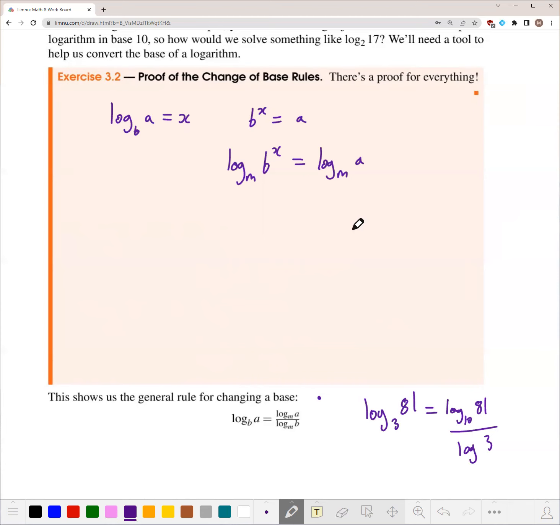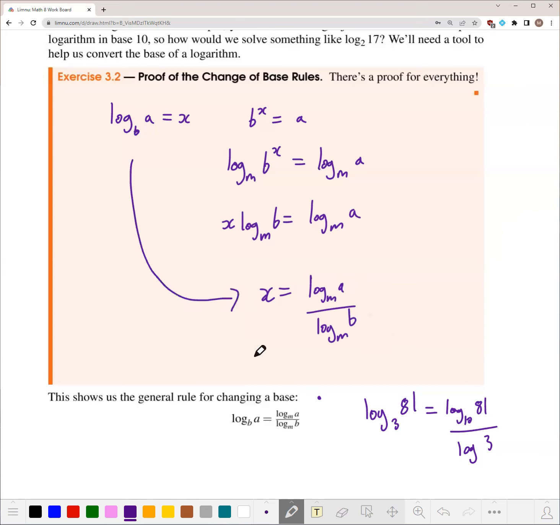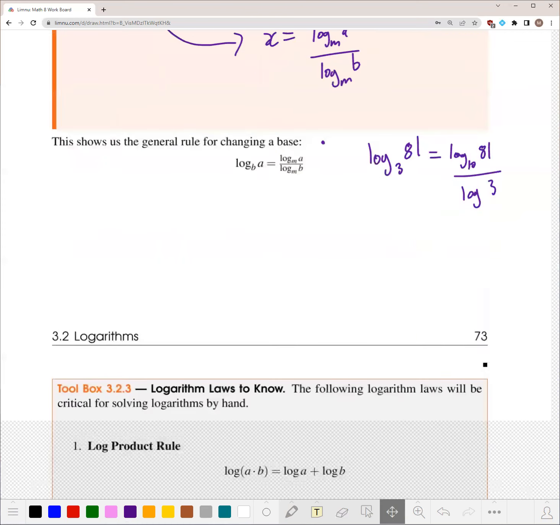What can I do now? Well, clever little trick here. What if I take this x and say, our log power law states that I can just make this my coefficient. So I've got x log base m of b equals log base m of a. And then all I've got to do now is divide both sides by log base m of b. So I've got log base m of a over log base m of b. And that's your proof. Wow, that's nifty. So remember, we said that equals that. Oh, transitive property. Beautiful, gorgeous. So let's make sure we've got them all written down somewhere.